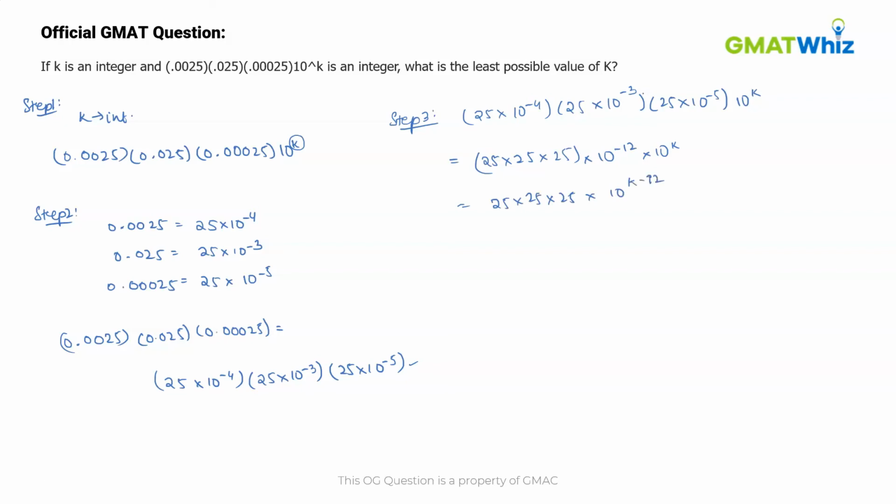Now for the value of this expression to be an integer, the value of k minus 12 has to be minimum, that is, it should be equal to 0. So the value of k will be equal to 12, which is the option E.